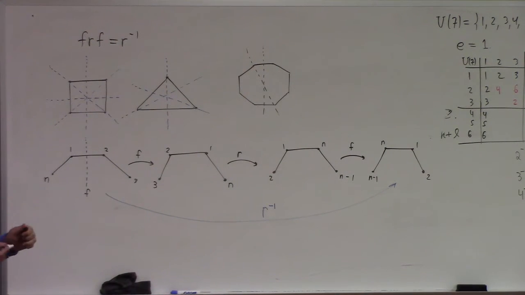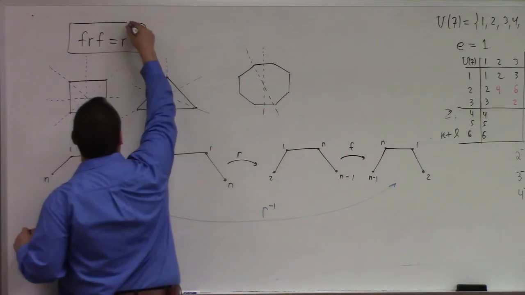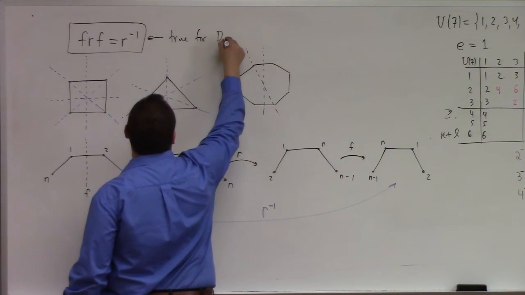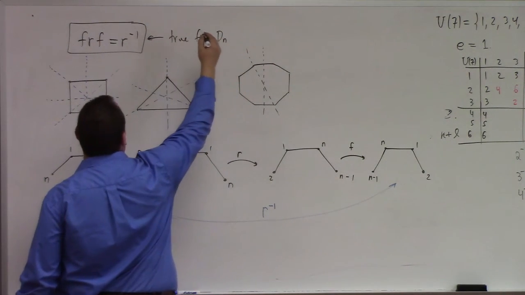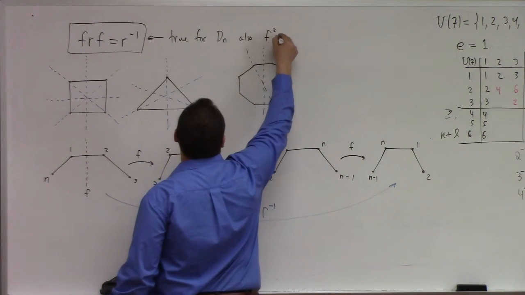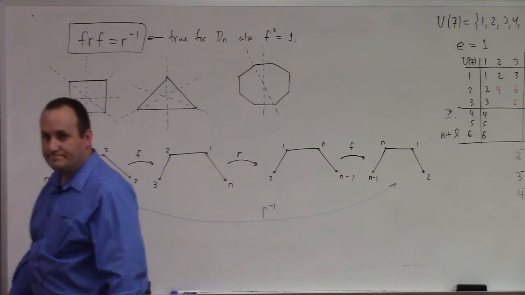So the point is, this is fundamental. And this is true for D_n. All right? And also, the other thing that's true for D_n is that F squared is the identity. Or 1 if you like. All right?